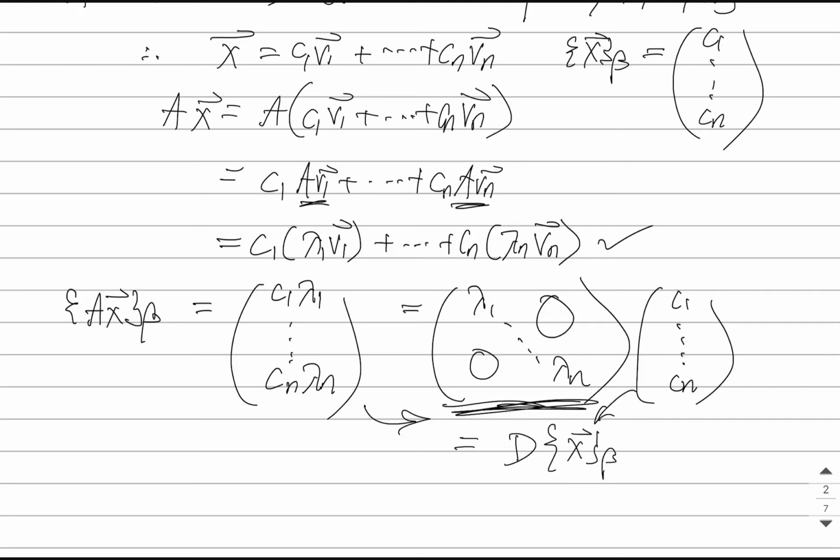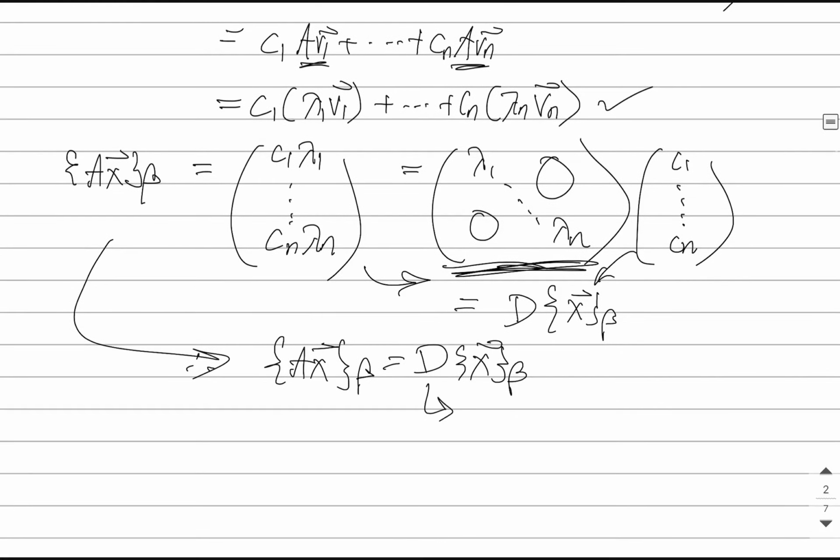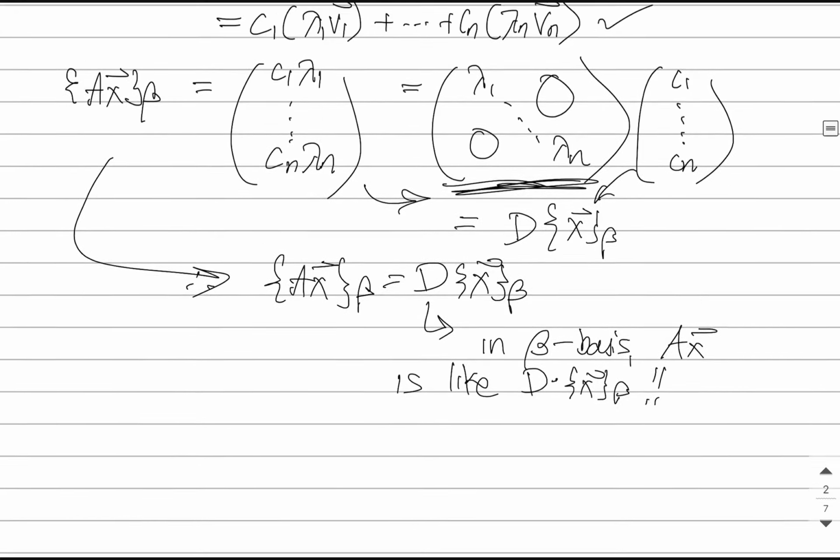that original vector. So the point of the story here, this is the key understanding, is that when you look at it in eigenvector basis, all you are doing is just multiplication by a diagonal. So when we are in this B basis, Ax is like D multiplied with this vector. And that is the whole point. That is why we are doing all of this stuff.